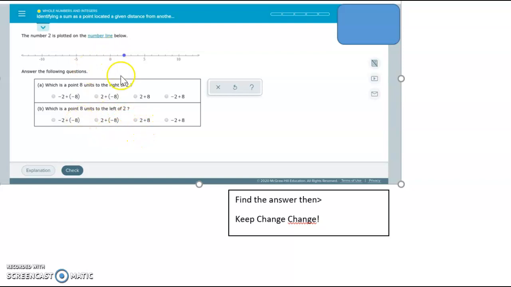So, what's our next step? It says to the 8 units to the left, which means that my 8 is going to have a negative. So, when we look at our answers, the only one that has a negative in front of the 8 is this one. And when you add them, that gives you -6. So, you're all good to go. So, when you're in doubt, just find the answer and do the keep change to confirm your answer. But know that you need to be working with your signs, positive and negative signs, and you need to get comfortable with them so that in the future you don't struggle with easy concepts.